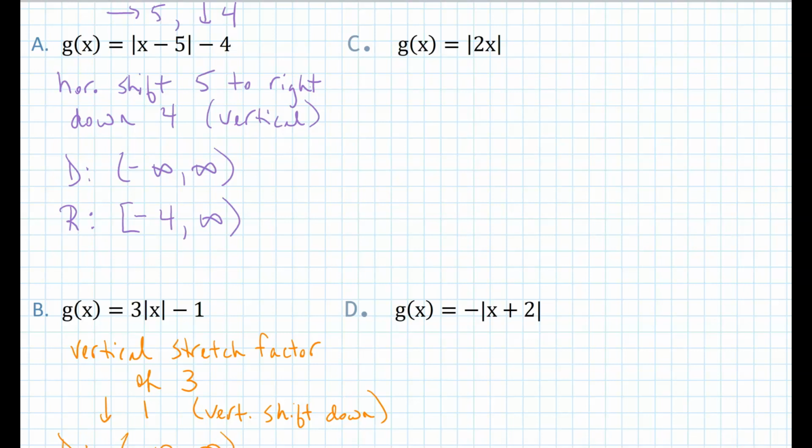Next one. g of x equals the absolute value of 2 times x. So the effect of this one, is it on x or on y? It's on the x. So we have to refer to it as horizontal. And remember, we said if it has to do with x's, it's reciprocal. Is it a horizontal stretch? This is a horizontal shrink because it's on the inside, by 1/2, because of multiplying.